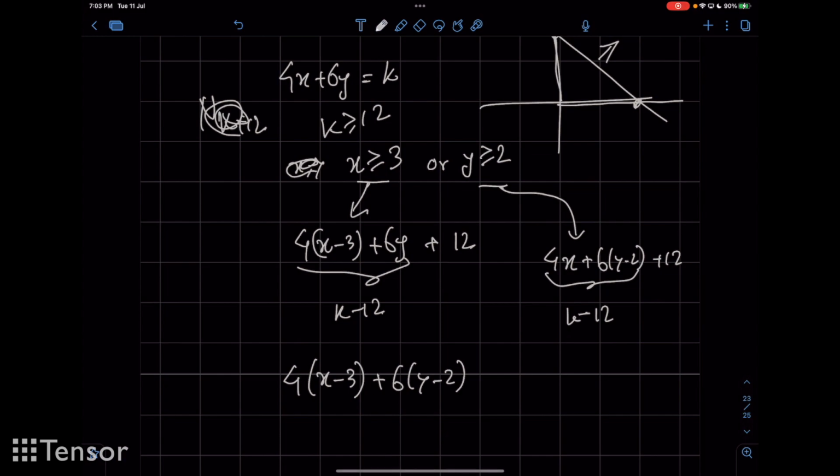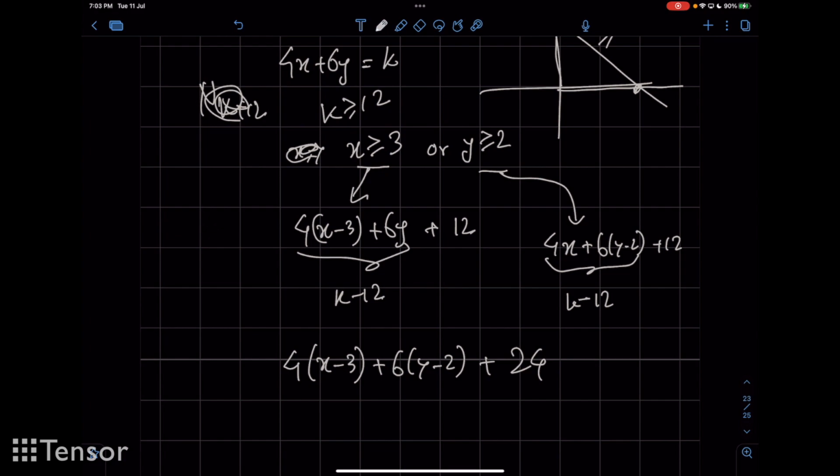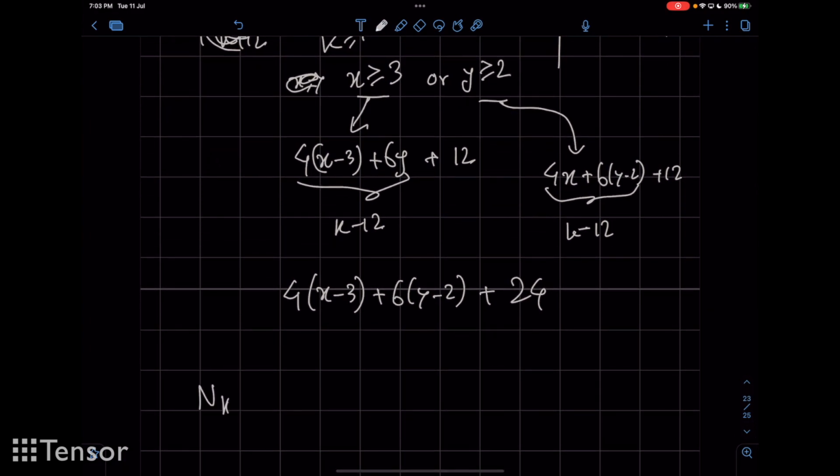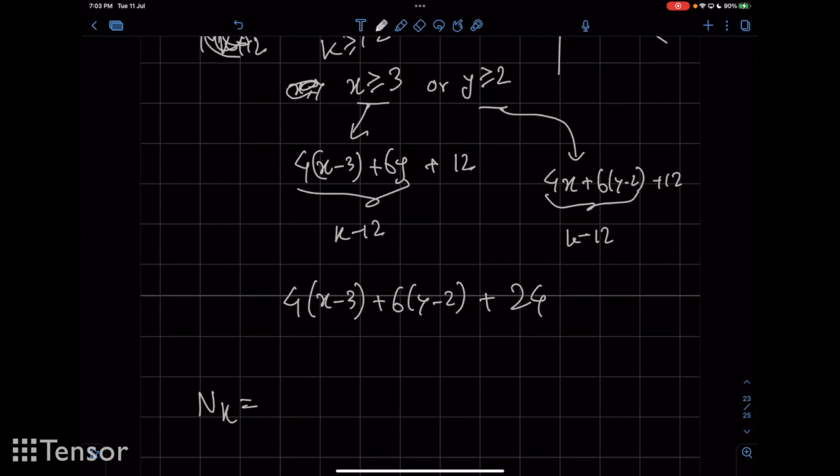Six times y minus 2 plus 24. So therefore, n sub k is equal to what? Is equal to n sub k minus 12 times 2 minus the solutions of this, minus n sub k minus 24, right? Times the number of solutions of this equation. Number of solutions for 24. What is the number of solutions for 24? It's 12. For 12, it's 2.